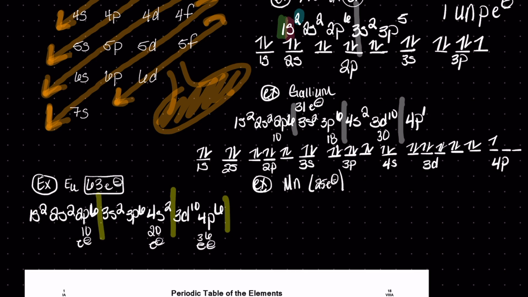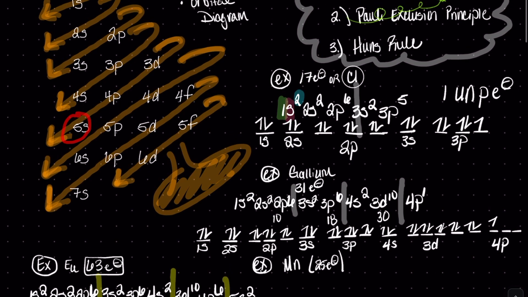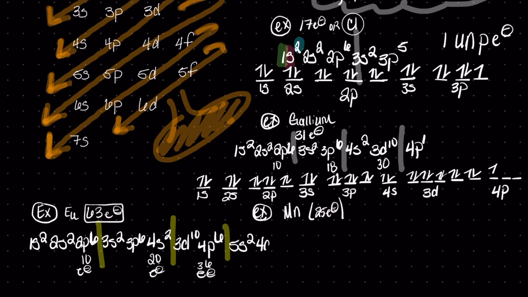I need some more, but I'm sitting at 4p, so I gotta go down. After 4p comes 5s, and an s can hold 2. 5s, then I swing back around, and here's the tricky part that people tend to miss. If I'm here, and I swing back around, I don't hit 4f; the first one I come to will be my next 4d orbital. And 4d has 10, so let's do some counting here. That's 36. 36 plus 2 is 38. 38 plus 10 is 48.